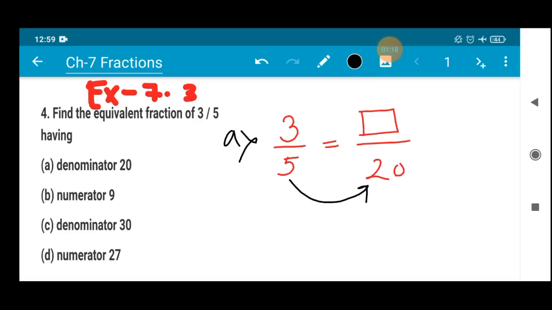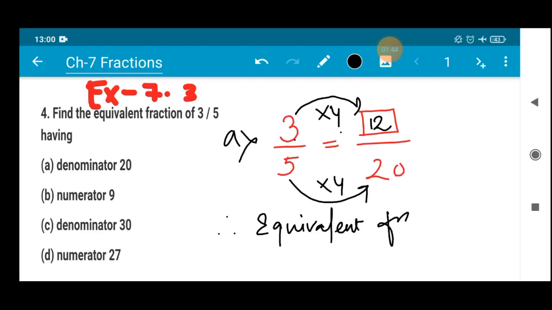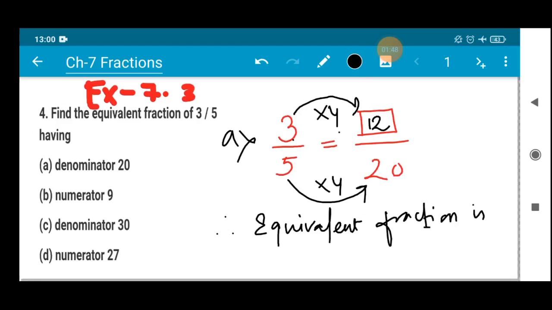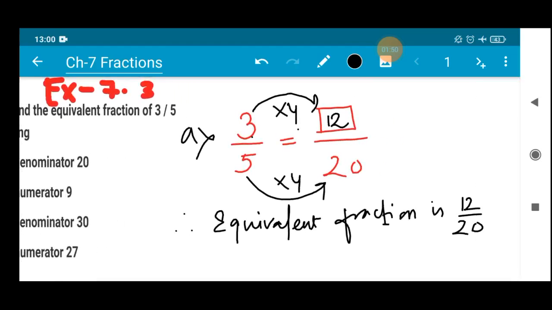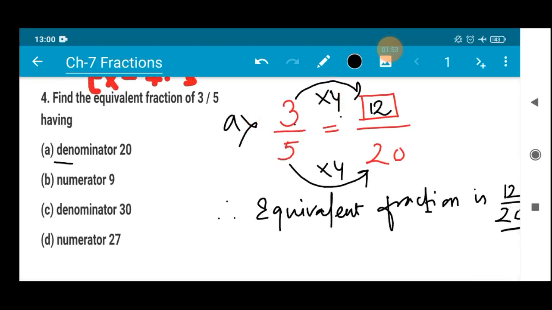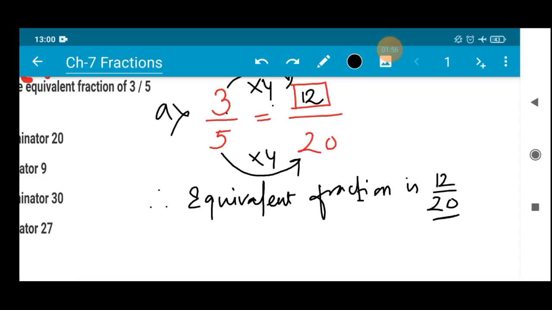To reach 20 from 5, what will be the multiple? 5 fours are 20. So to fill this box also I have to multiply the numerator with 4. So 3 fours are 12. My box will be 12. So the equivalent fraction, or you may write the required fraction, is 12 divided by 20. They have already given the denominator, that is 20, and the numerator is what we had to find, so the equivalent or required fraction is 12 by 20.